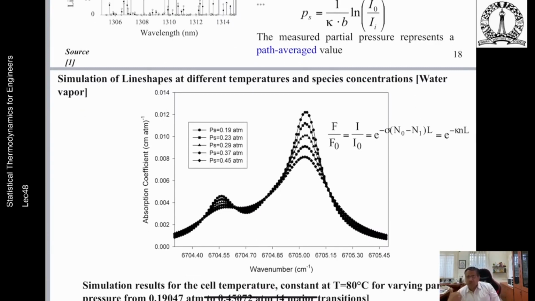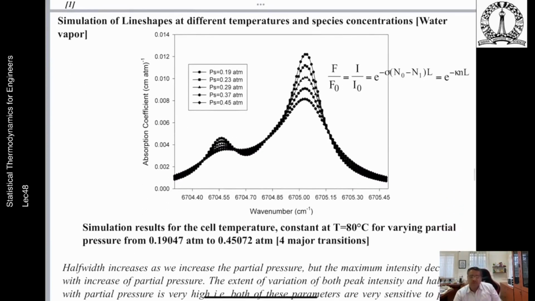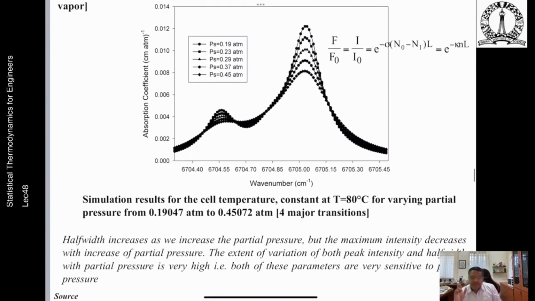0.19 atmosphere to 0.45 atmosphere. You see the absorption coefficient versus the wave number. You see that this is the line shape that you get. This is done by simulating it using an actual Voigt profile. So the simulation results for the cell temperature, for say water at 80 degrees Celsius, for different partial pressures. And in this particular wave number space, we have 4 major transitions. Here what we see is that the half width increases as we increase the partial pressure of water, because we increase the collisional broadening, right? The maximum intensity decreases with increase in partial pressure.